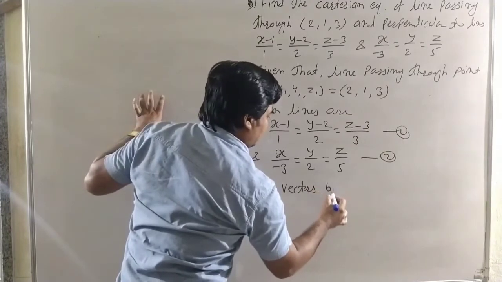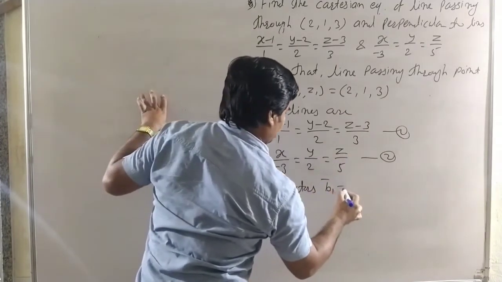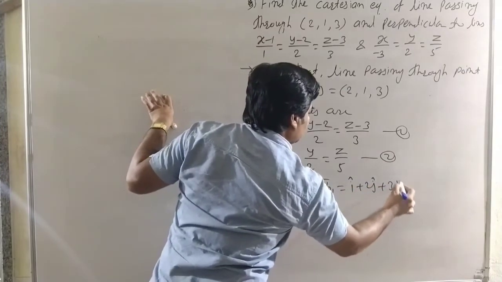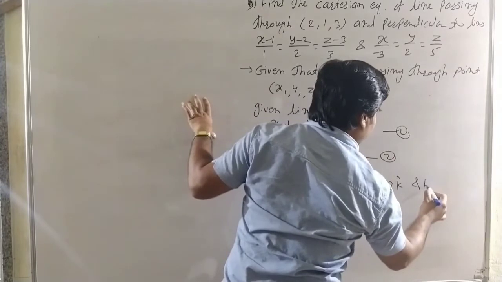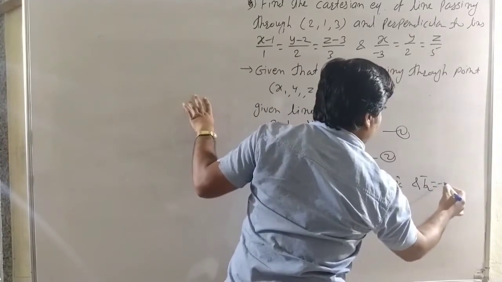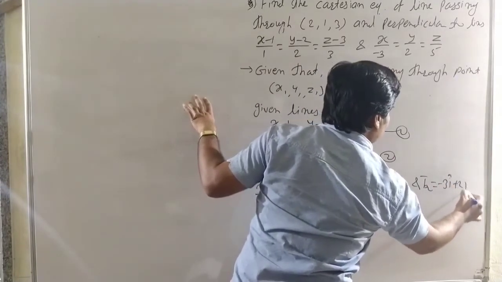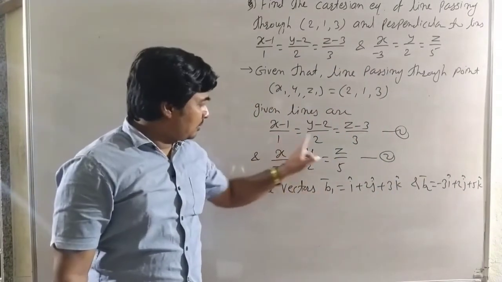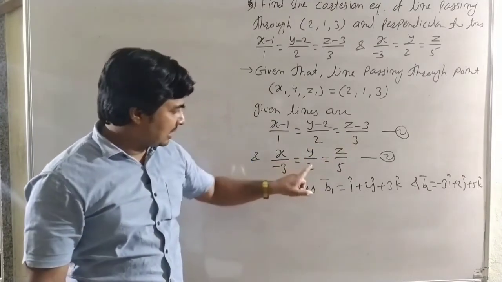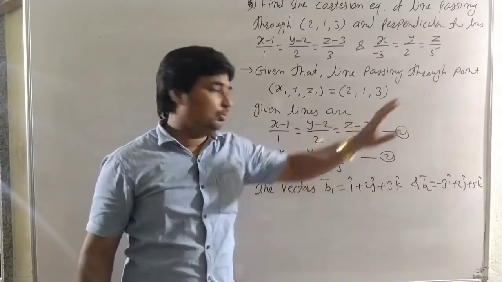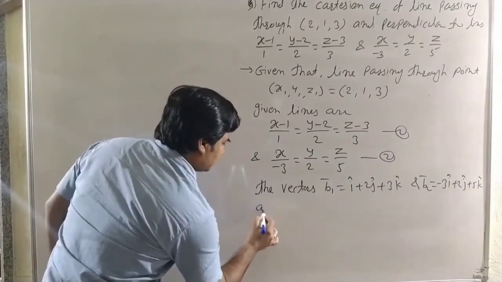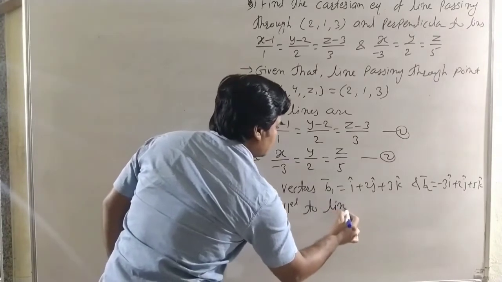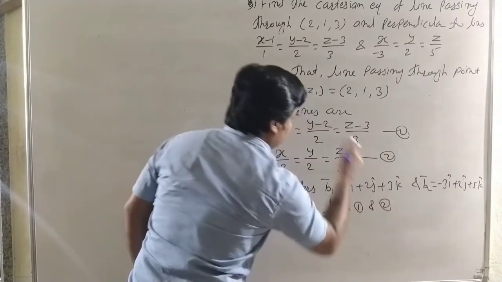say b1 is i cap plus 2j cap plus 3k cap, and b2 is minus 3i cap plus 2j cap plus 5k cap. These b1 and b2 are parallel to line 1 and 2 respectively.